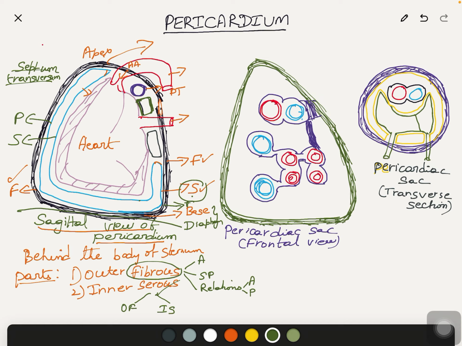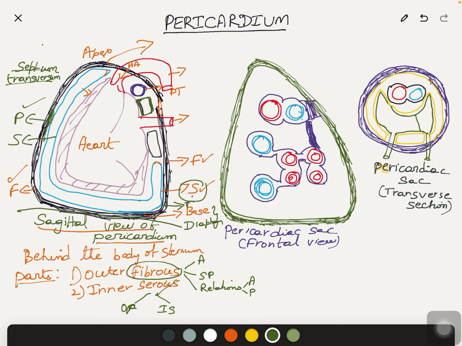Outer parietal. We can see it lines the inner surface of the fibrous pericardium. So this is the parietal layer. It is lining the fibrous pericardium and is intimately blended with the latter.